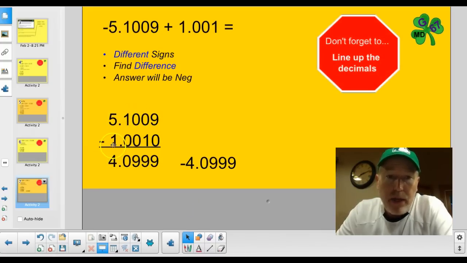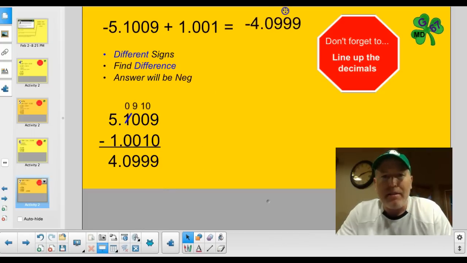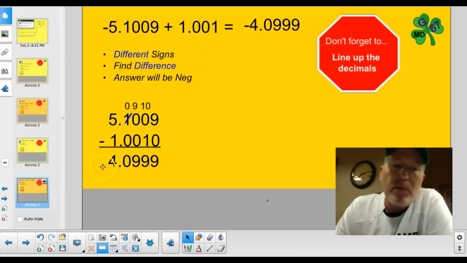5.1009 minus 1.0010. I subtracted away. Okay, looks like I had to do some trading here a little bit. There's my trades. I had minus 4.0999. Okay, all right, and it is negative. And it makes sense. I got about 5, and I'm going to take away 1. It's going to be about 4. Negative, correct? Negative 5. Add 1. Sorry about that. I reset that wrong.